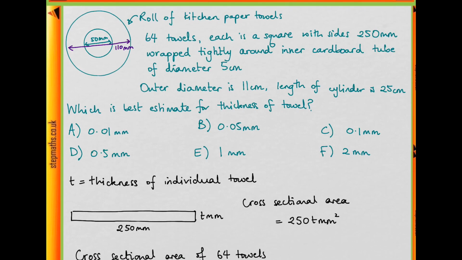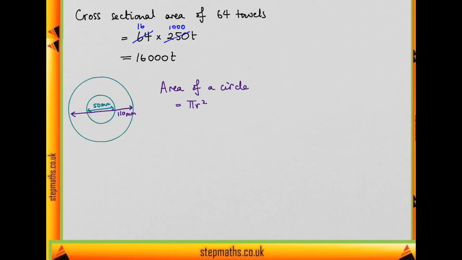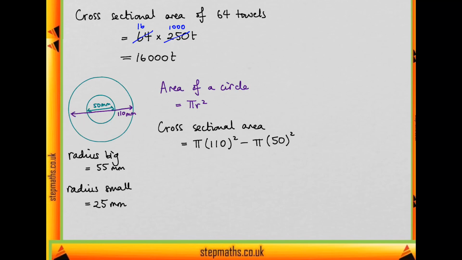Okay, so now let's work out the cross-sectional area of this roll. The area of a circle is pi r squared. So the cross-sectional area we're looking for is just the area of the bigger circle minus the area of the little circle. So it'll be pi times, we're looking for radius here instead of diameter. So the radius of the larger circle is actually 55 millimeters, and the radius of the smaller one is 25 millimeters. And that's what we need to go into this formula here. So the cross-sectional area is going to be pi times 55 squared minus pi times 25 squared.